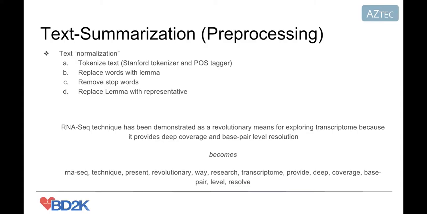Before a body of text can be processed by the computer, it has to be broken down into a more simplified list of words. So all the operations performed on the text are preceded by this text normalization process. First, we tokenize the text using the Stanford tokenizer and the POS tagger. Each word is replaced with its lemma, and in linguistics, lemma means an abstract conceptual form of the word. Also, the stop words are removed, and stop words are basically the most common words in the English language. And then each lemma is replaced with a representative of the set of similar lemmas to which the lemma belongs to.